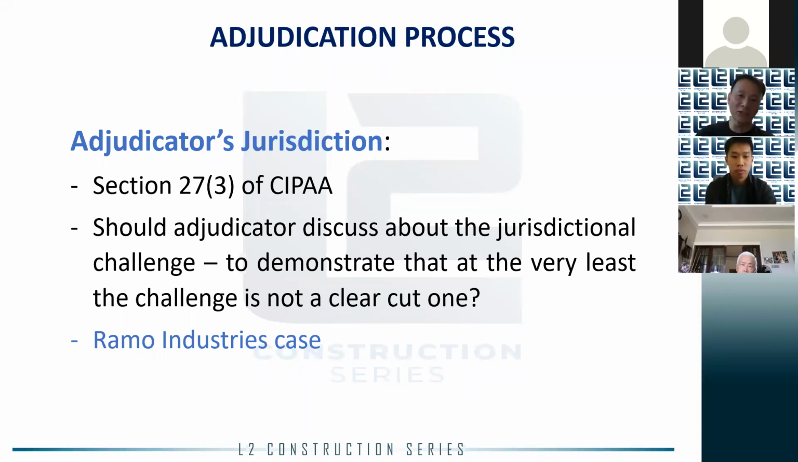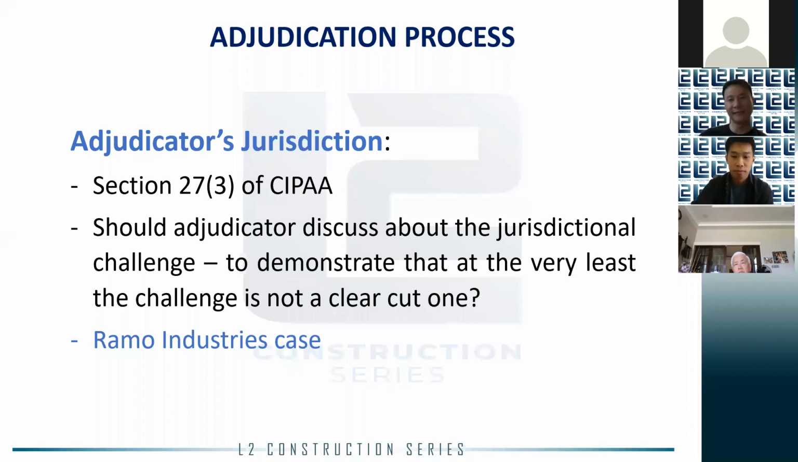Now, that is one of the experiences that I have encountered that perhaps those adjudicators out there should consider, rather than just taking an easy way out by quoting Section 27 sub 3, but to take note whether it is a clear-cut case or not. If it is a clear-cut case, you have a choice, and that is to resign.